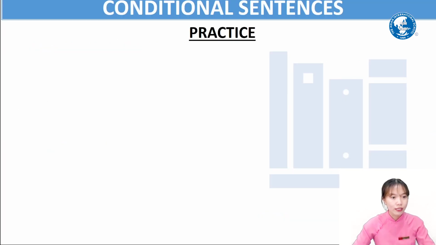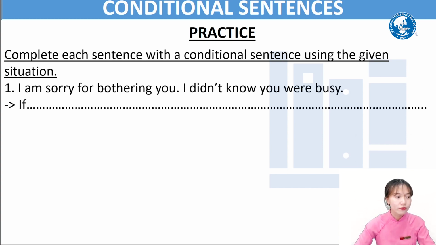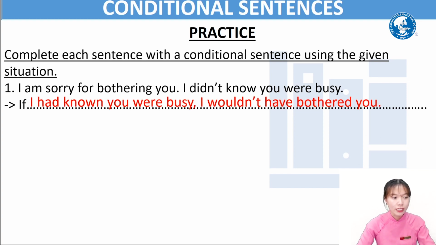Alright, now let's practice what we have learned. Complete each sentence with a conditional sentence using the given situation. The first one, I am sorry for bothering you. I didn't know you were busy. In this situation, I didn't know you were busy is in the past tense, so the conditional sentence should be in the third conditional. If I had known you were busy, I wouldn't have bothered you. This is the past unreal situation.